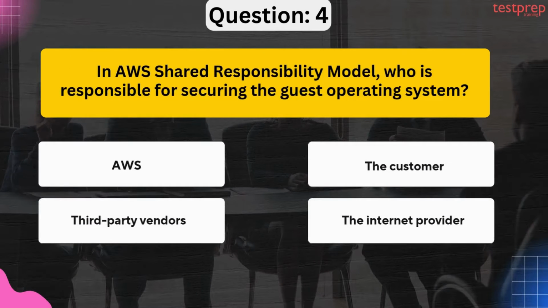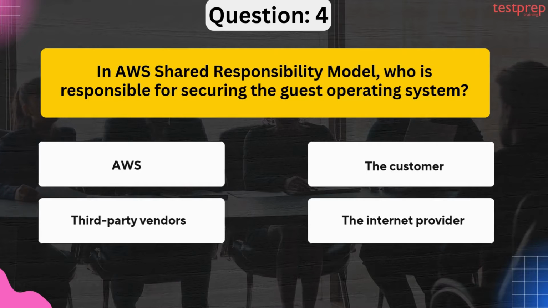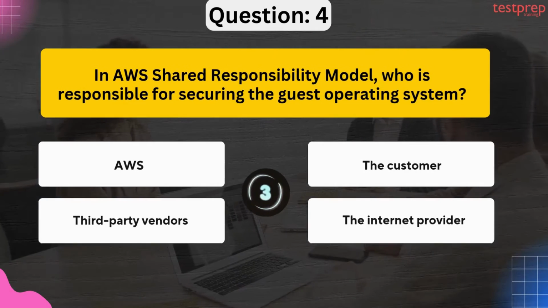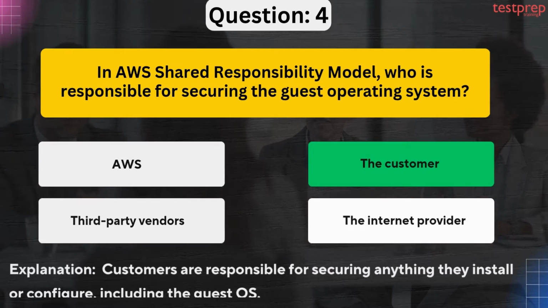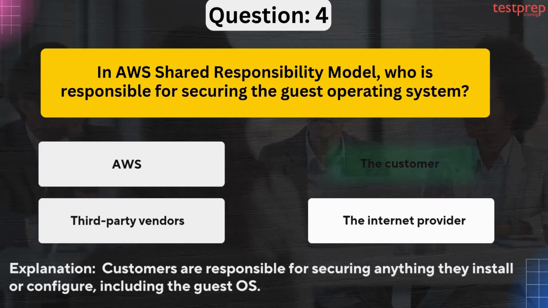Question 4. In AWS Shared Responsibility Model, who is responsible for securing the guest operating system? The correct answer is the customer. Customers are responsible for securing anything they install or configure, including the guest OS.